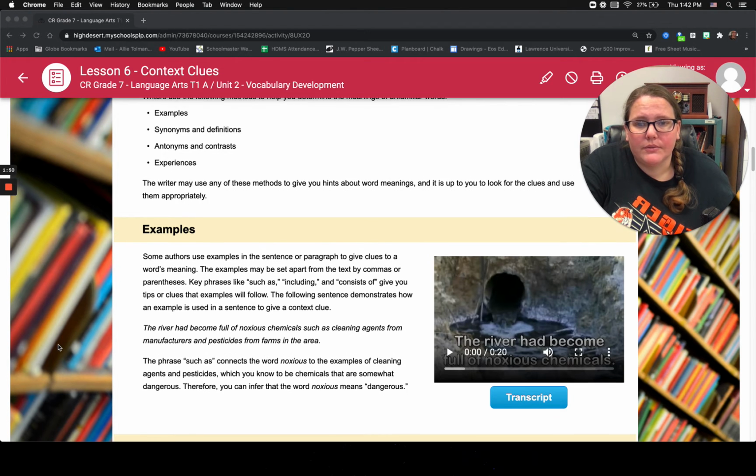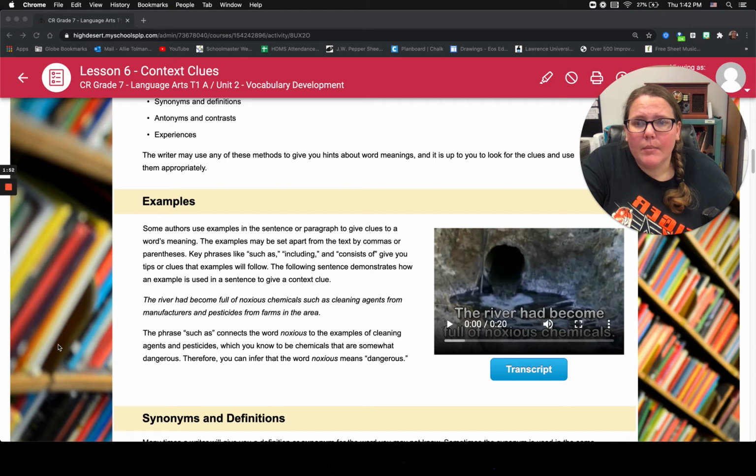Here are examples. Some authors use examples in the sentence or paragraph to give clues to a word's meaning. The examples may be set apart from the text by commas or parentheses. Key phrases like such as, including, and consists of give you tips or clues that examples will follow. The following sentence demonstrates how these examples can be used in a sentence to give a context clue.